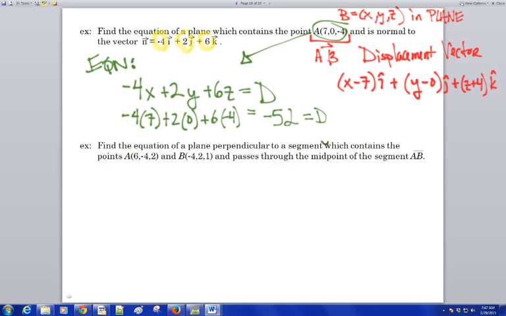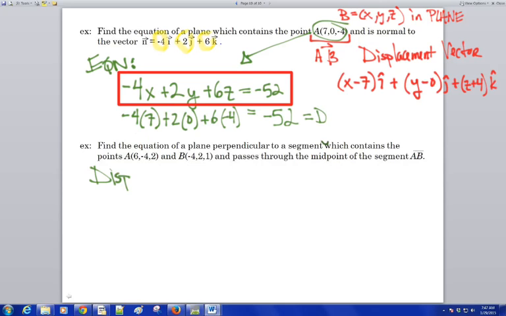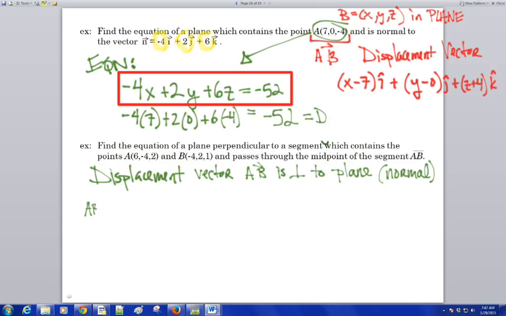All right, one that's maybe a little trickier is the next one. I want to find the equation of a plane perpendicular to a segment which contains these two points and passes through the midpoint of these values. So what we have is some displacement vector, AB, and it's perpendicular to a plane. And we know that it's going to go through the midpoint. So that's my displacement vector.